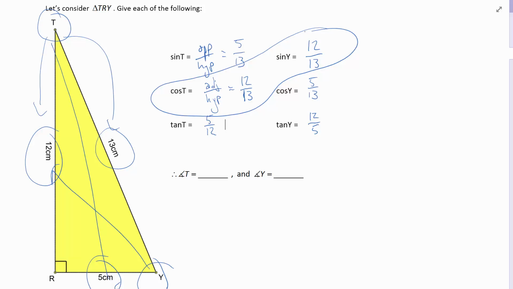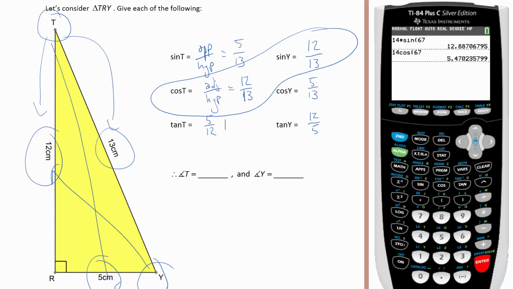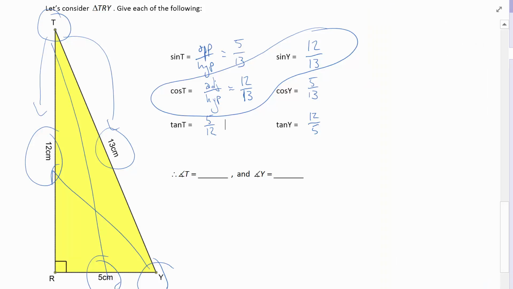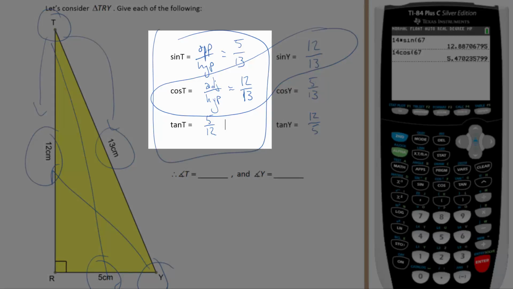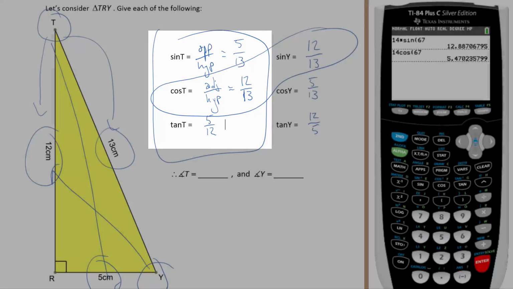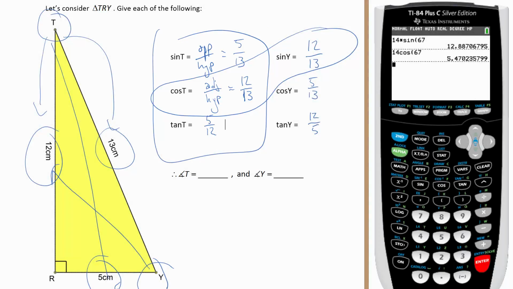The last thing here for us to do in this question is to find what the measure is of each of these angles. What is angle t? What is angle y? Let's get our calculator again. And now to get angle t, I can pick any one of these three trig ratios that we had and do the inverse ratio for it. So whether it's sine, cosine, or tangent, all three of them will work.